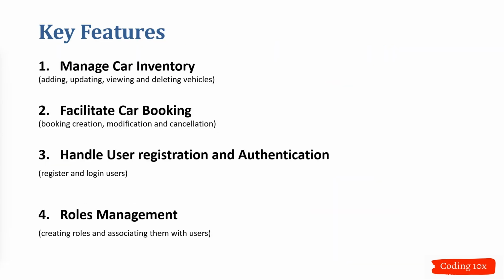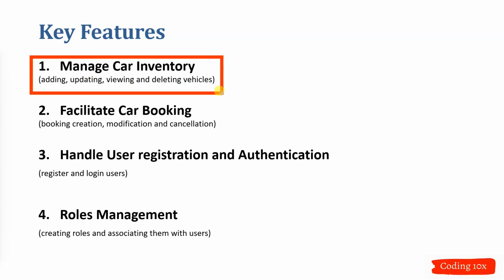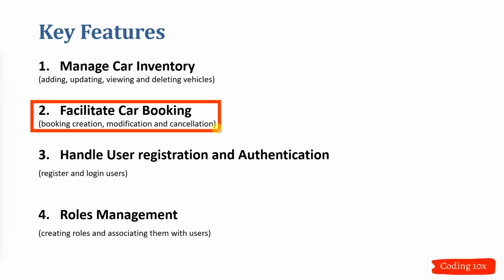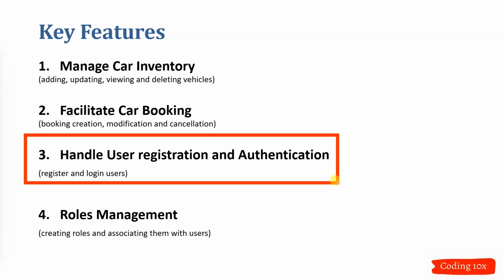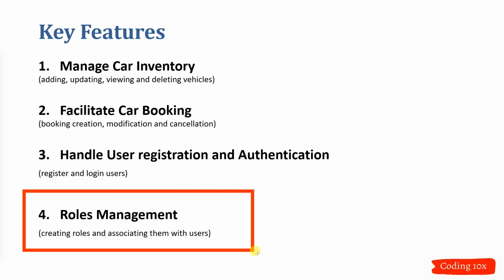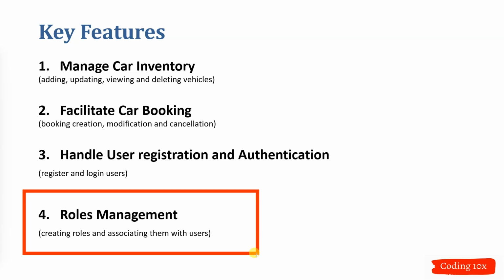The key features that we'll be focusing on in this series are these ones: be able to manage car inventory, facilitate car booking creation, modification, and cancellation, handle user registration and authentication through API endpoints for registering and login, managing roles through creating roles and assigning them to users.